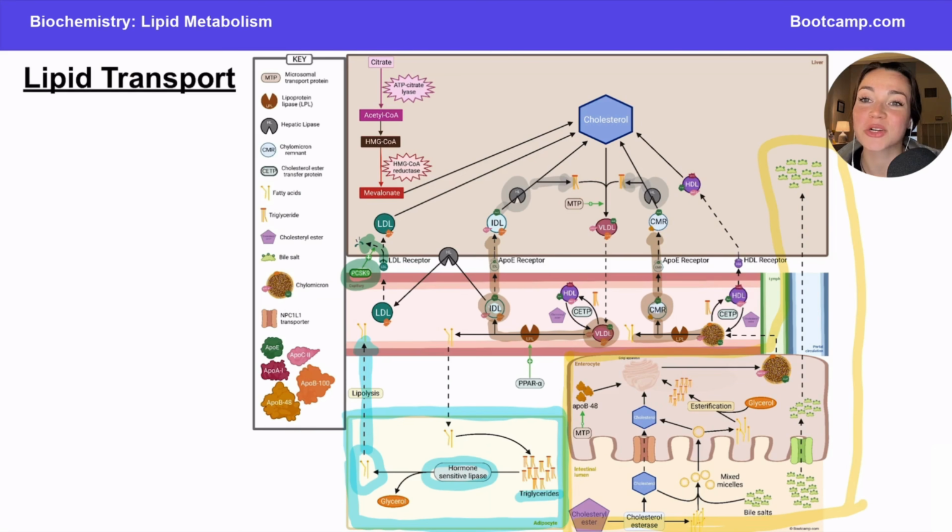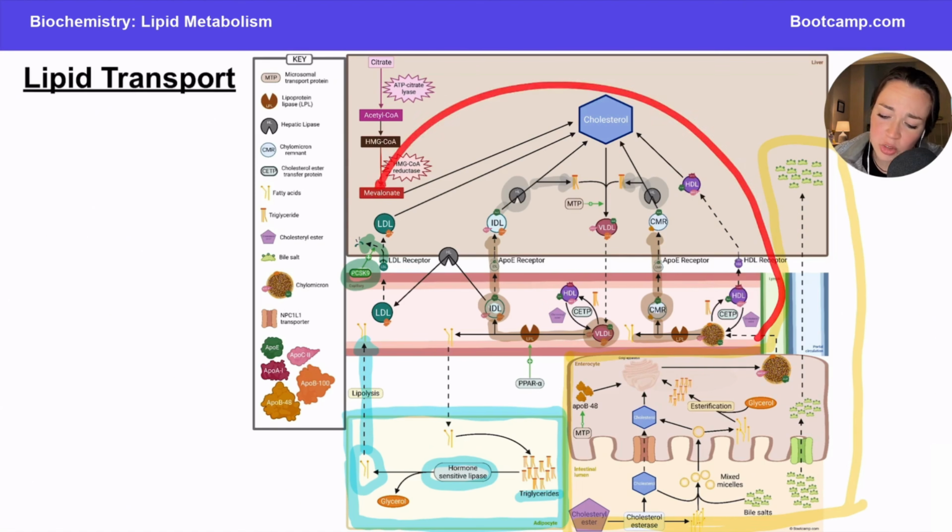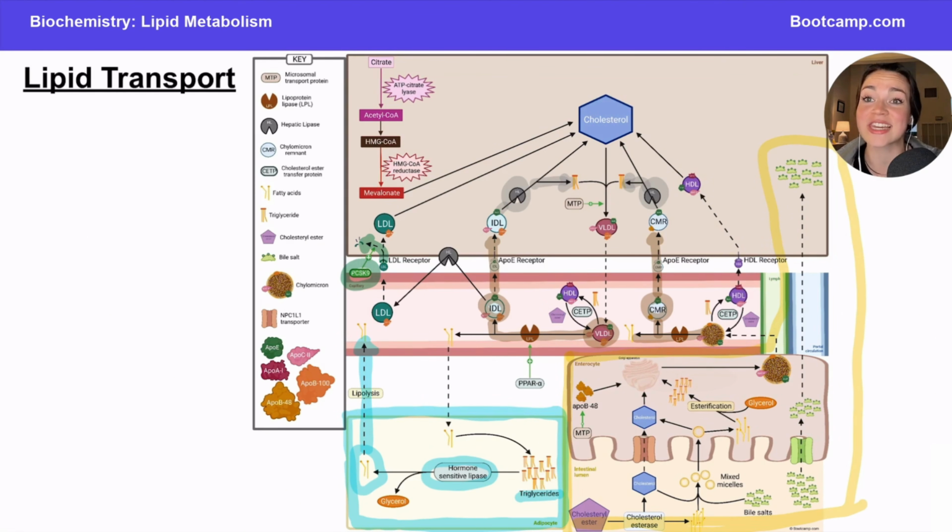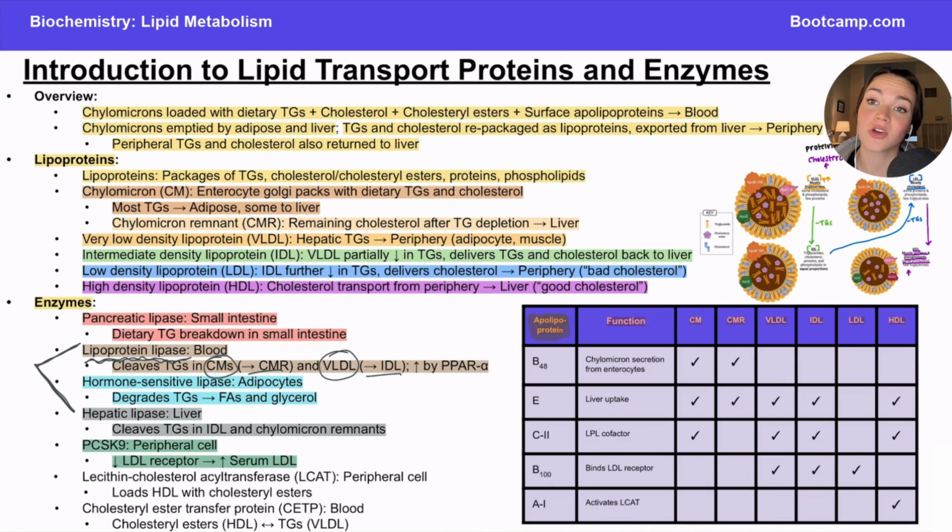I just want to check in here and remind you that for now, all you're focused on is getting these definitions down. We're going to talk about the interplay of all of these arrows and everything in the next video, okay? The next enzyme we're going to talk about is called lecithin cholesterol acyltransferase, or LCAT for short.